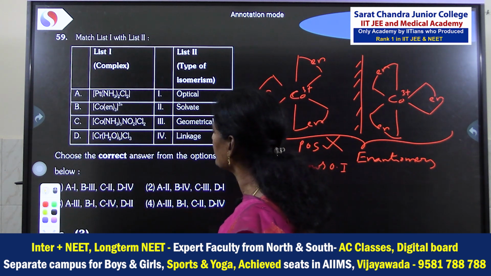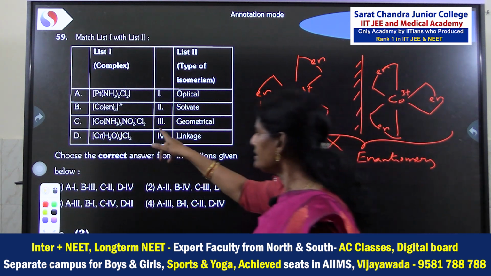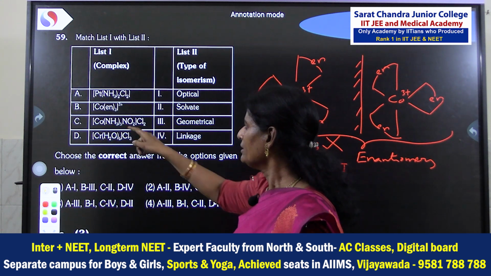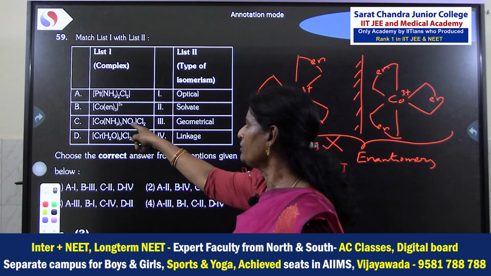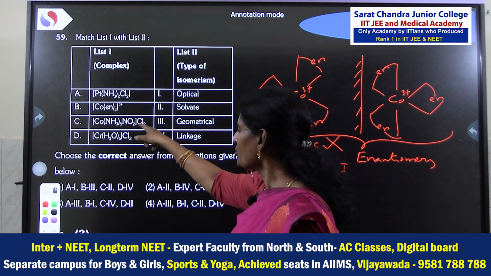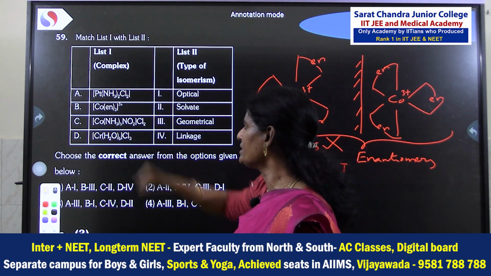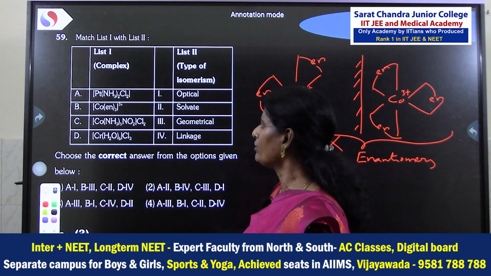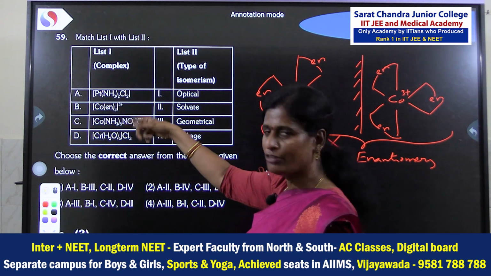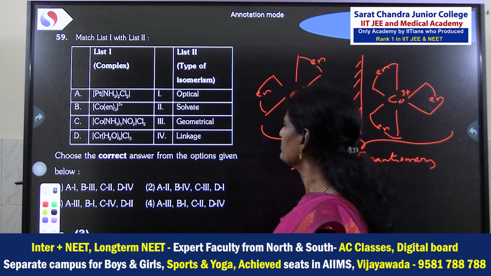And coming to the third one, Co(NH3)5NO2 and Cl2. In this one an ambident ligand is present. There are two donor atoms possible for NO2 minus. So this shows linkage isomerism. If it coordinates through oxygen, it can form one complex, and if it coordinates through nitrogen, it can form another complex. So this complex shows linkage isomerism.